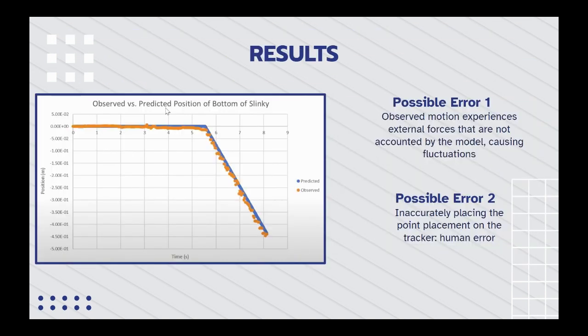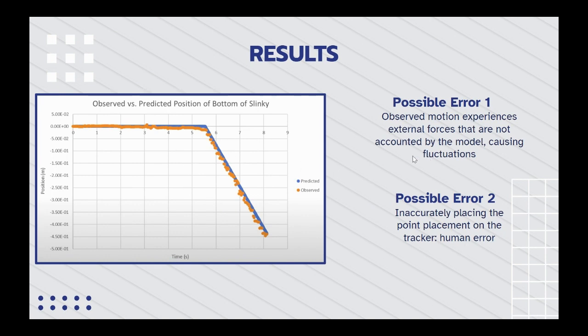And so what we get from the tracker and the code are these two values. The blue line represents what the code produces, and it pretty accurately reflects what happens in real life. However, there can be errors, as there could be external forces like wind acting on the slinky, which could cause some fluctuations. Another error could obviously be human error, which could be inaccurately placing the point to track the object.